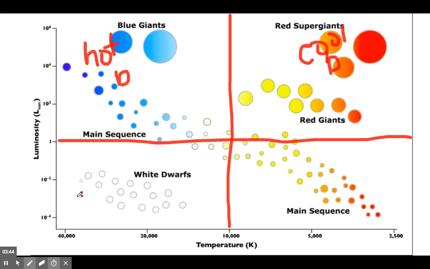These stars would be very hot because they're on the left side, but they would also be very dim because they're at the bottom. These stars are going to be very cool, and they're also going to be very dim because they're at the bottom. Remember, we learned the word dim on Friday, which means not very bright.